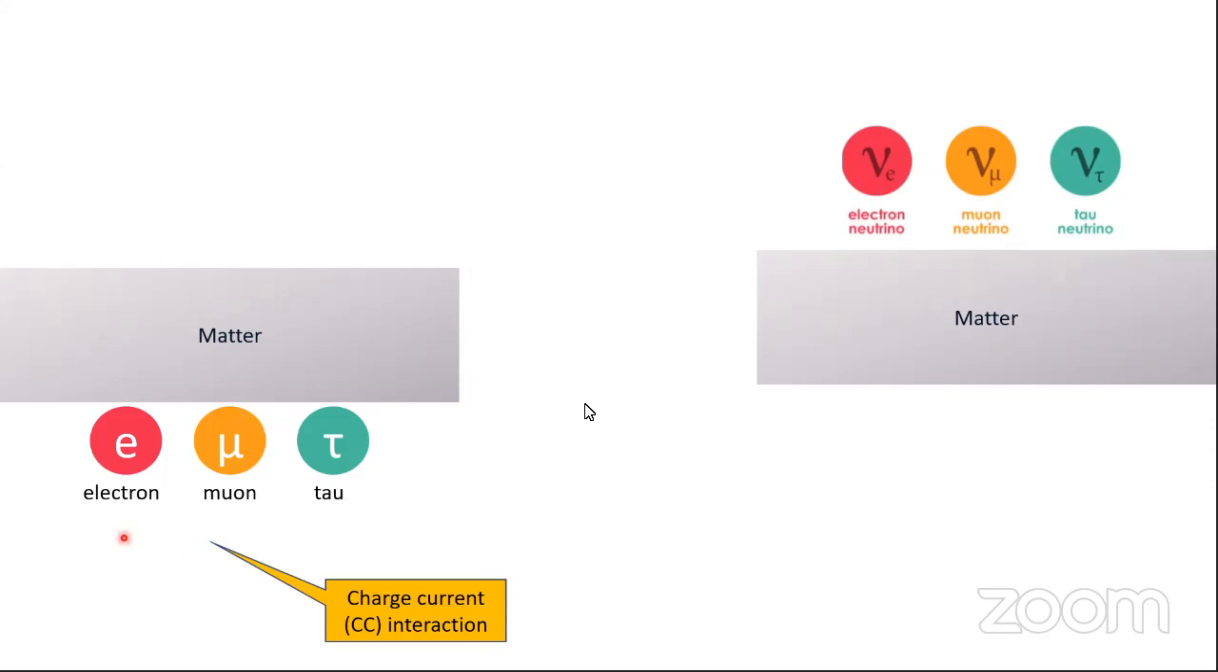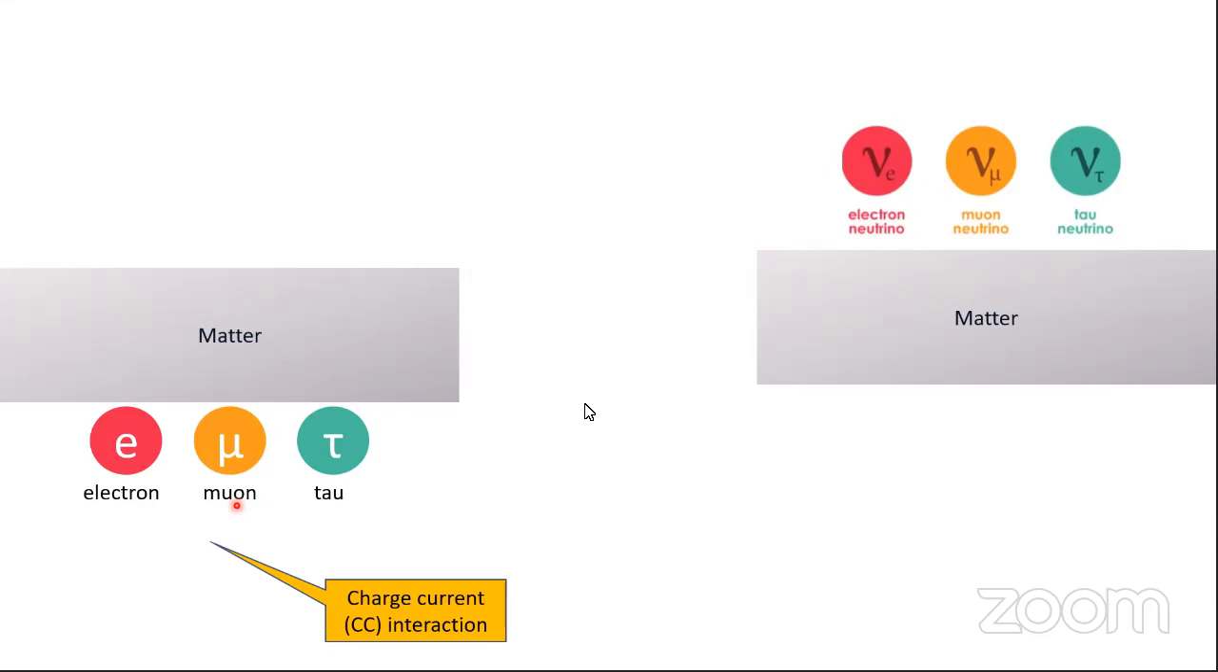Now, in a charged current interaction, by measuring the flavor of these particles, I can guess what the flavor of the neutrino is. For example, if I see an electron coming out of a neutrino charged current interaction, I know the flavor of the neutrino that induced that reaction must be electron. And if I see a muon in the final state of a charged current interaction, I know the neutrino that induced that reaction must be muon type. And similarly, tau. So in a charged current interaction, one can immediately say the flavor of the neutrino that caused the interaction.